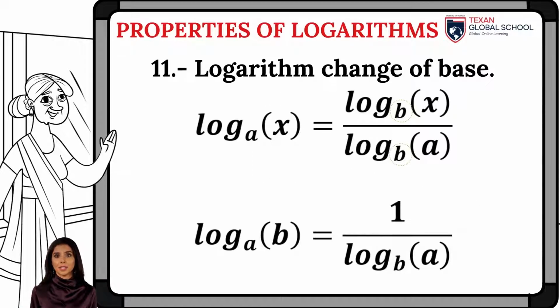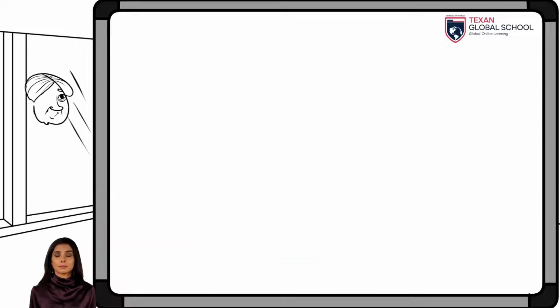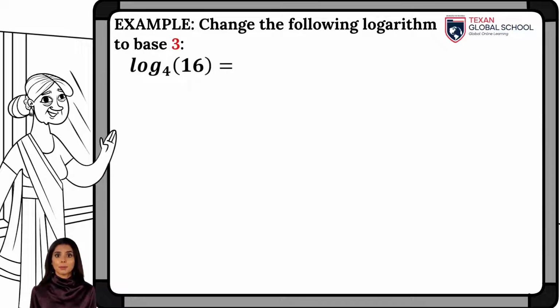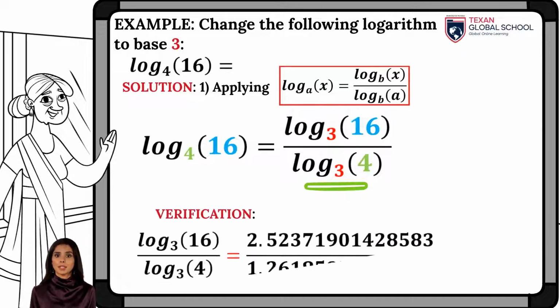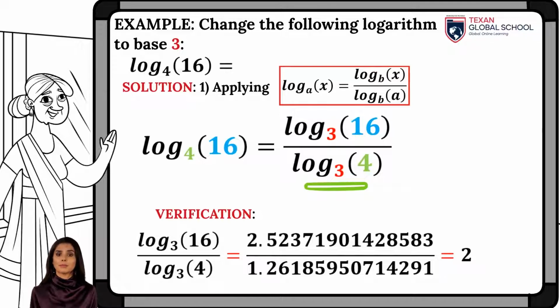We can also make a change to any base. Simply, the logarithm base a of x can be equal to the quotient of the logarithms of the desired base b with the arguments x and a respectively. Or simply, the base with the argument is inverted and represented as a reciprocal. In this example, we will change the same logarithm base 4 of 16 to base 3. Applying the formula, the change of base remains as log base 3 of 16 over log base 3 of 4. To verify that the base change is valid, we calculate each logarithm separately with iterations, and then perform the quotient. We can see that it is the same, resulting in 2.